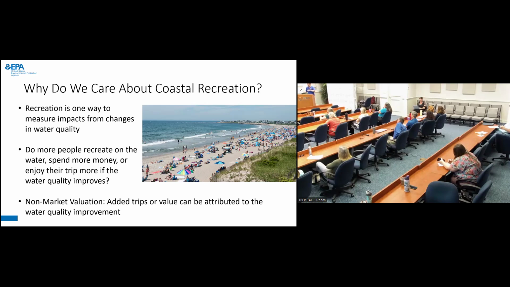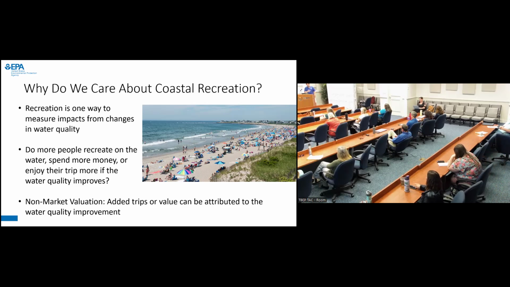So if you can show that a given improvement in water quality means that more people go there to use that water body, spend more money on their vacation, or just enjoy their trip to the beach more, you can take that, relate it to the water quality improvement or difference in water quality, and start to be able to assign different values to that improvement. So non-market values. These are things that, when you're going to the beach, you're not paying $10 today because water quality is better. There's less nitrogen in the water, let's say.